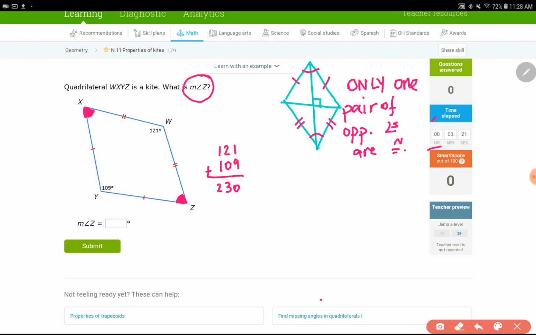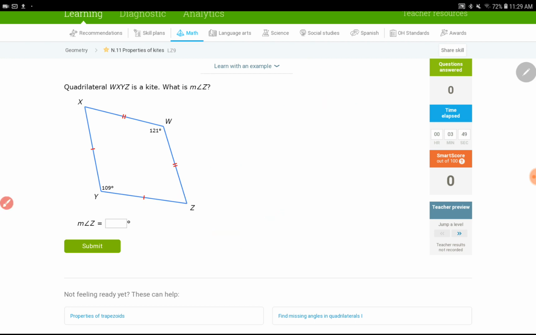So let's just take it away. 360 minus 230 is 130 degrees. This is the leftover for the two pink angles that I highlighted, X and Z. And I know they're equal, because the other two were not equal. So 130 divided by 2 equals 65 degrees. So angle Z equals 65, and also angle X is equal to 65.